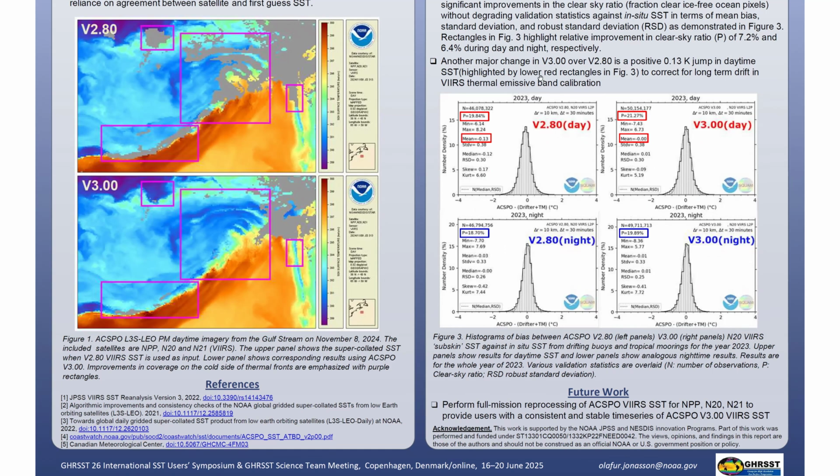Another major change between 3.0 and 2.8 is the positive 0.13 Kelvin jump in daytime SST. This is highlighted by the lower rectangles in Figure 3. If you compare the mean bias here, the mean bias in 2.8 is negative 0.13, and then version 3.0 is close to 0. This is based on recalculating the SST lookup or retrieval coefficients to correct for long-term drift in VIIRS calibration.